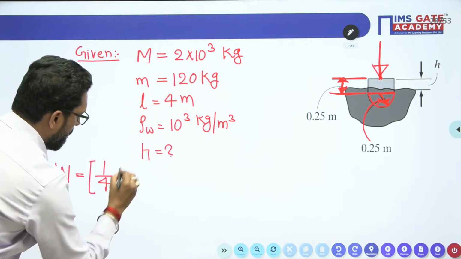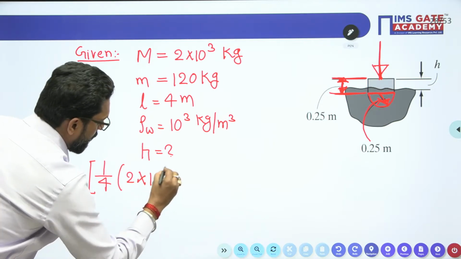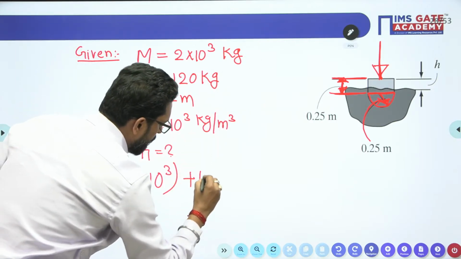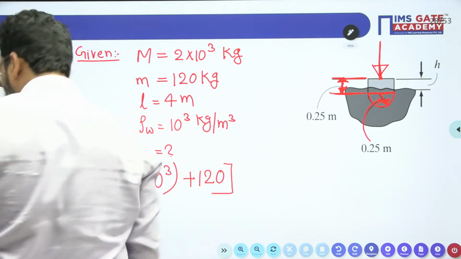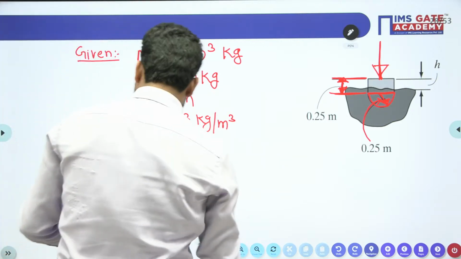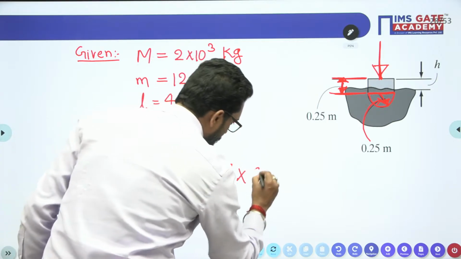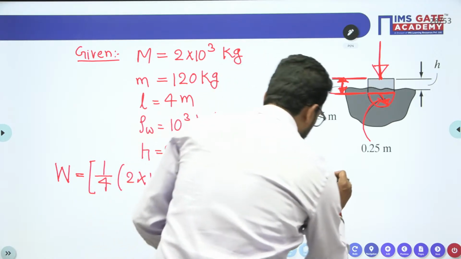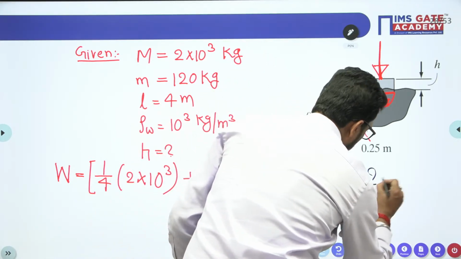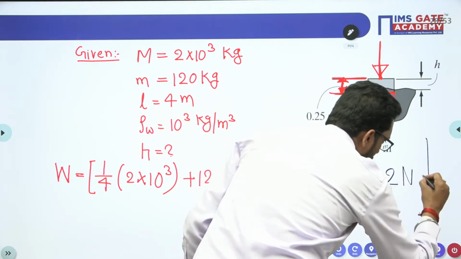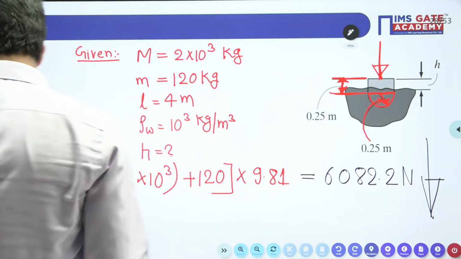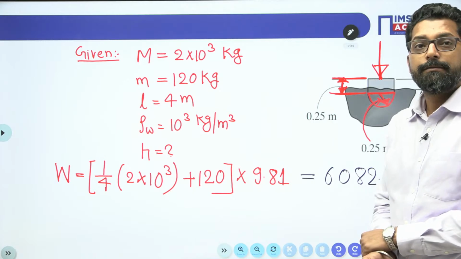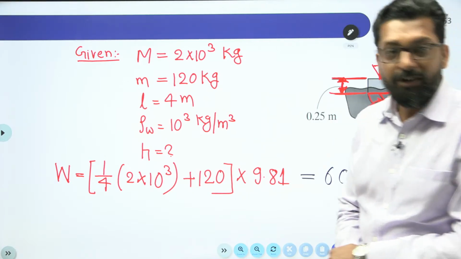So 1/4 into 2 cross 10 to the power 3 plus the mass of the float itself, 120. Calculate it, beta. This is the weight, mass into 9.81. If you calculate, this is 6082.2 Newton, and this is in the downward direction. This force is balanced by the buoyancy force due to the equilibrium condition.